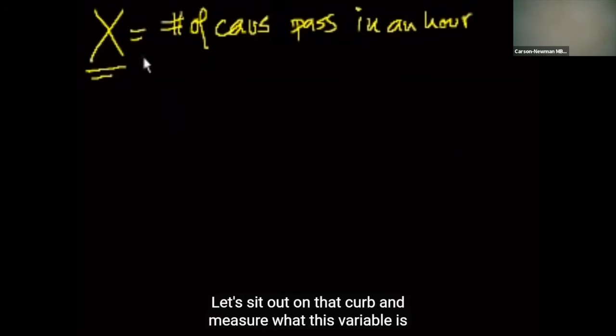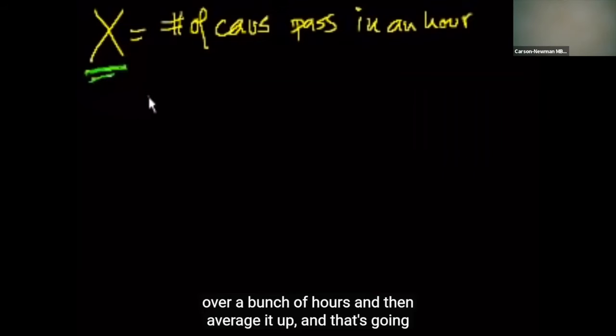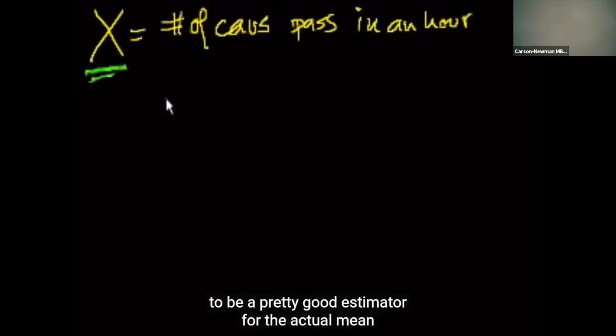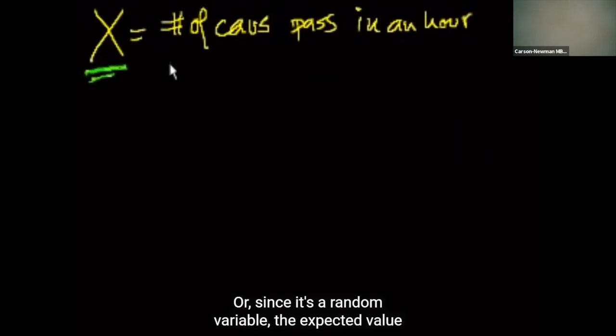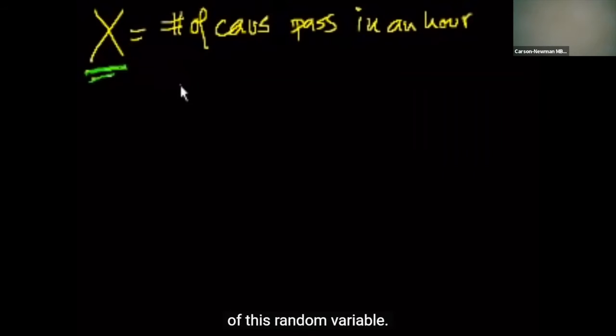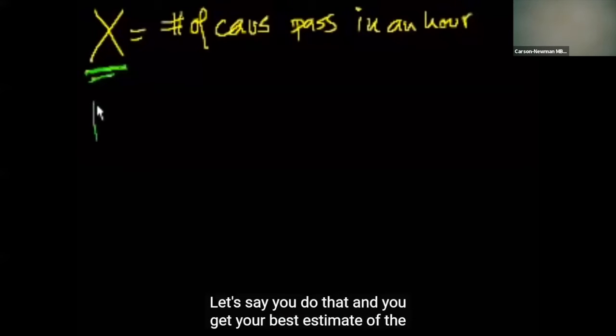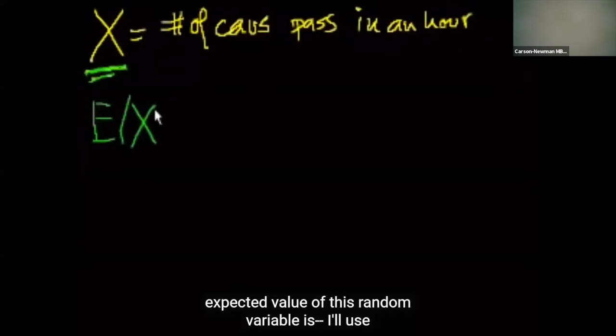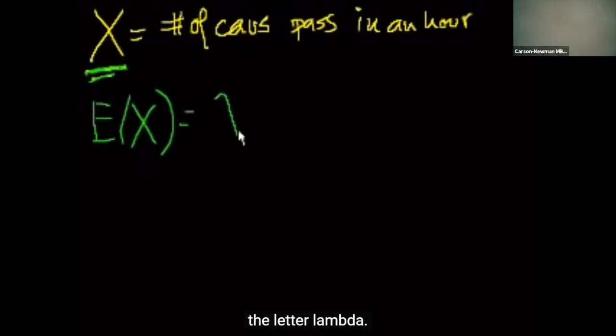Let's sit out on that curve and measure what this variable is over a bunch of hours and then average it up. And that's going to be a pretty good estimator for the actual mean of our population, or since it's a random variable, the expected value of this random variable. Let's say you do that and you get your best estimate of the expected value of this random variable is, I'll use the letter lambda.